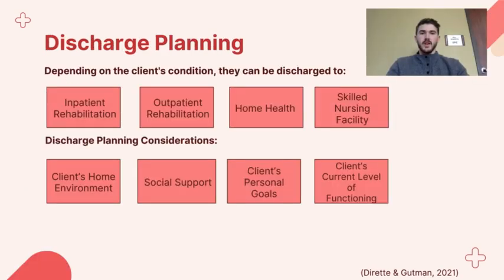When it comes to the plan of discharging a stroke patient, there are a variety of conditions that can impact where they will be discharged to. Specifically, some settings that they can be discharged to are inpatient rehab, outpatient rehab, home health, and skilled nursing facility. There are also a variety of considerations that impact where the client will be discharged to. That can be the client's home environment, the social support they have, the client's overall personal goals, and the client's current level of functioning.